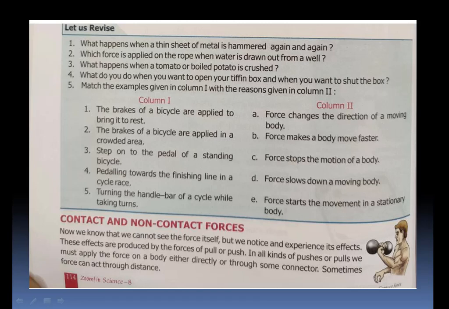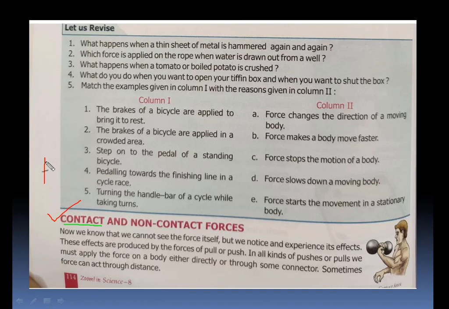Hello dear students. In the previous class, we saw what is force and what are the effects of force. So in this class, we'll start from contact and non-contact force. So what do we mean by contact? When there is a physical interaction between two objects, it is known as contact.